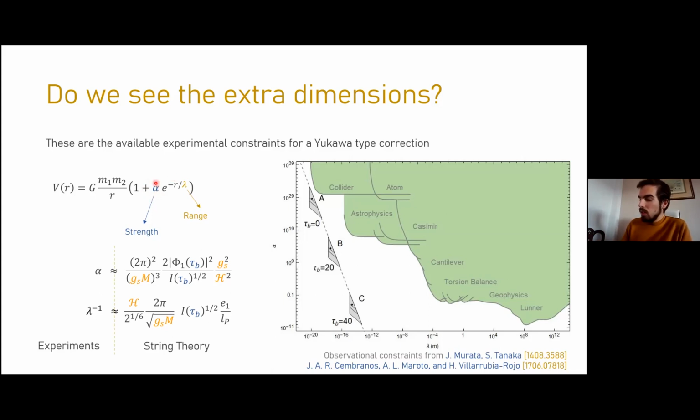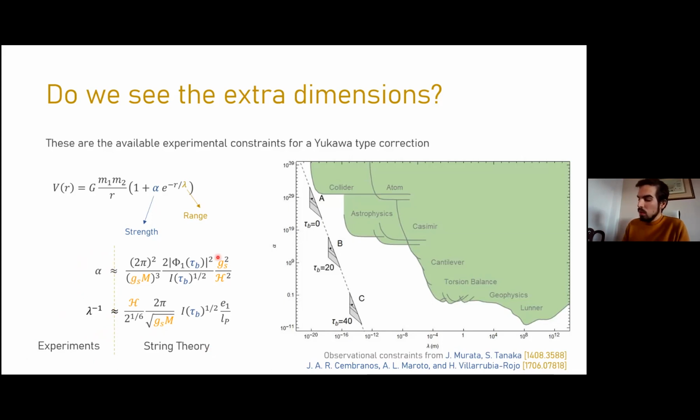So this alpha right here will encode the strength of the interaction and the correction. And this lambda right here will encode the range of the interaction, and it is associated with the mass of the particles being exchanged, which in our case will be the masses of the KK modes. So in practice, what this means is that you can compute explicitly these parameters, which are probed experimentally, in terms of parameters of your string theory. In this case, parameters which appear in the Klebanov-Strassler solution.